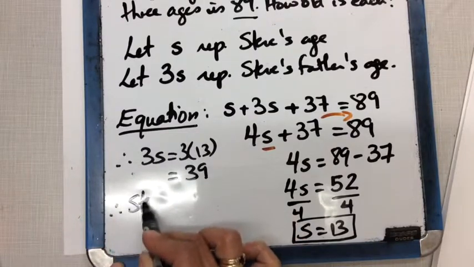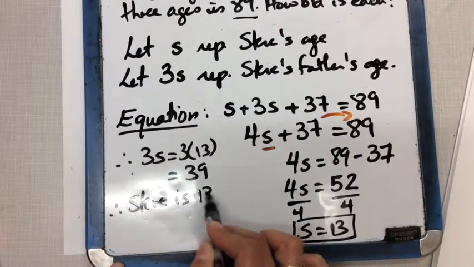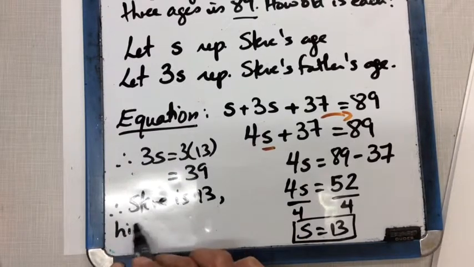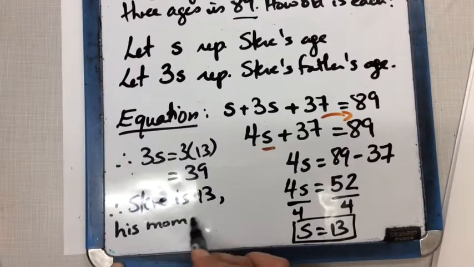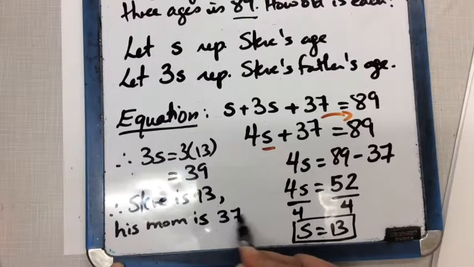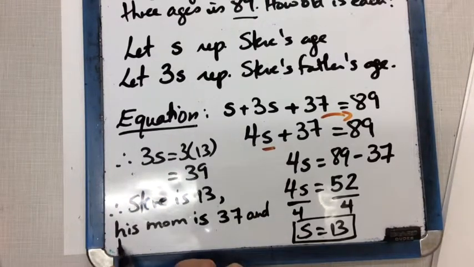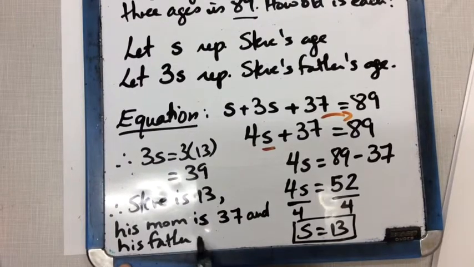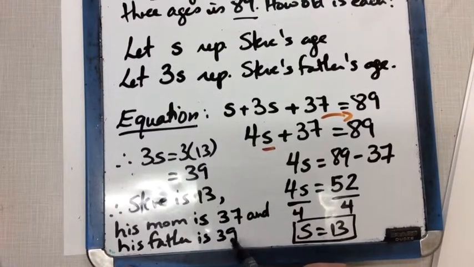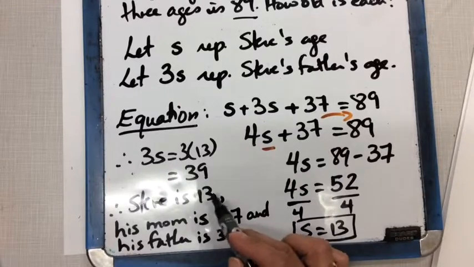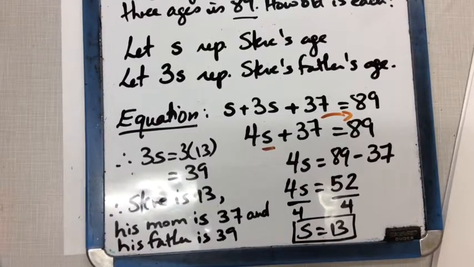Therefore, Steve is 13. His mom, which we knew, is 37. And his father is 39. And then if you add these together, 13, 37, and 39, you should get 89. Okay?